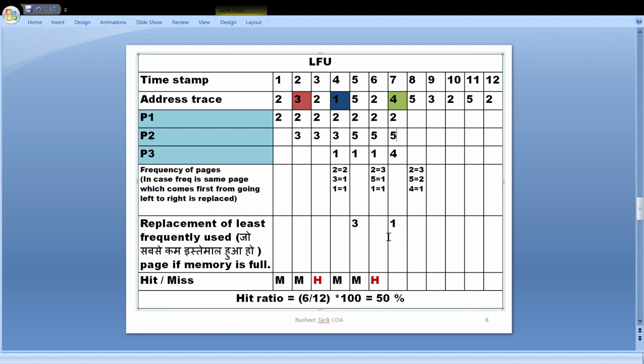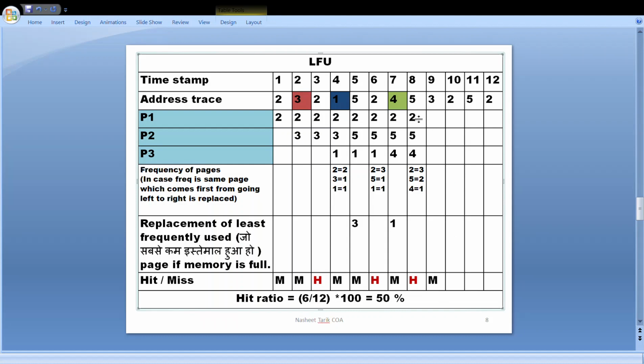Now page number 5 is being accessed. So page number 5 is there in M1, so the processor accesses it directly. It doesn't need to copy things from lower level memory because it is there in M1. So it is a hit. Now 3 comes, which is not there in M1, so it is a miss.